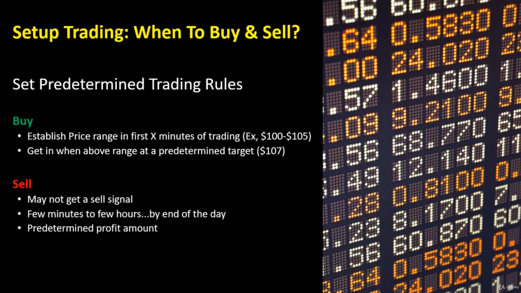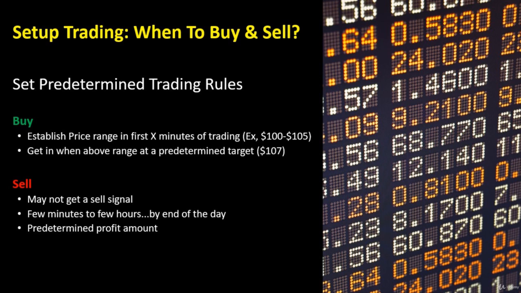So you're looking at a price range and you're seeing it in that price range, let's say in this case, $100 to $105. So there's an established price range happening, and you get in when you're above that range at a predetermined target. So let's say you don't do any trading for the first, let's say, hour of the day. That's a classic way to do it. You see the security is trading between 100 and 105. You're looking at a target that once it hits 107, or there might be a certain, let's say, candlestick setup that happens, then you buy.